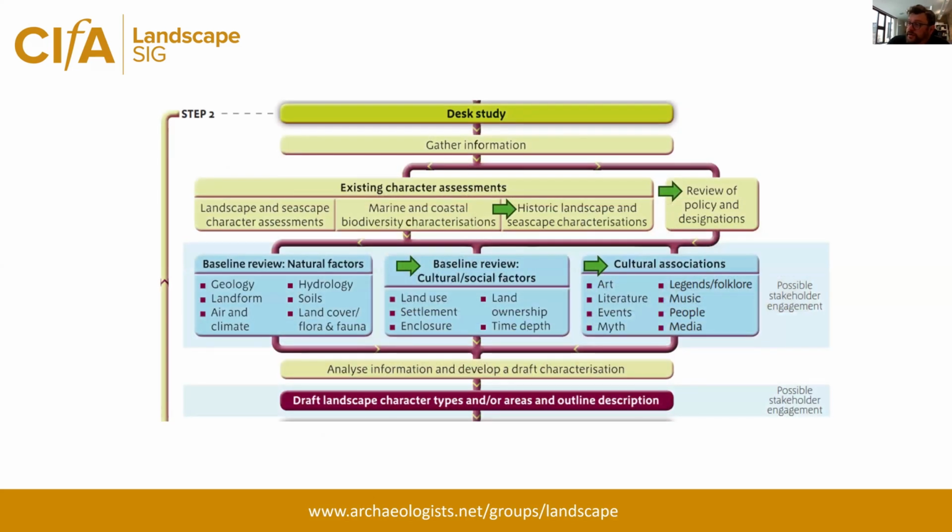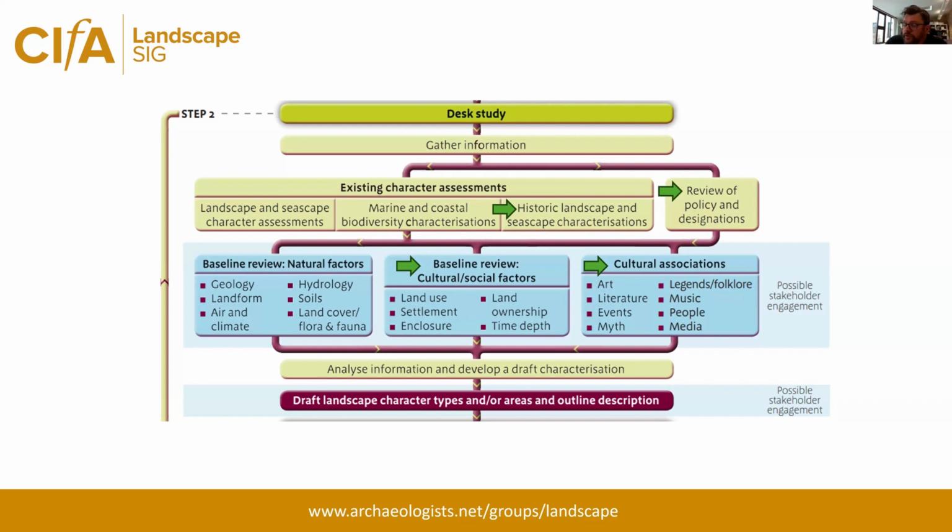Step two is a desk study element where you gather a lot of information, both written and in map and GIS form. Included within those are historic landscape and seascape characterizations, a review of policy and designations, some of which will be heritage designations, and also consideration and ideally the mapping of non-designated heritage assets and areas and landscapes is really, really useful. When we review the baseline of cultural and social factors, again, we're looking at that land use, settlement, enclosure, time depth, and land ownership.